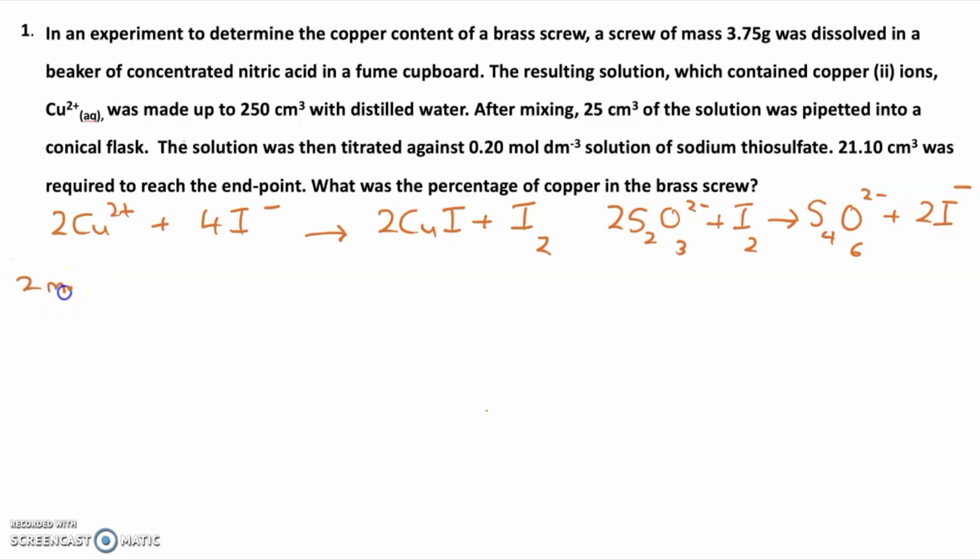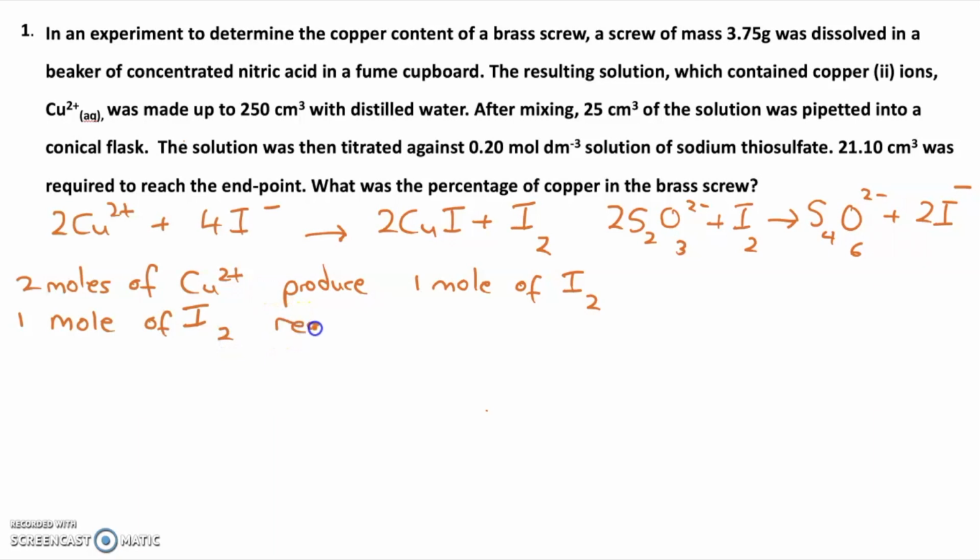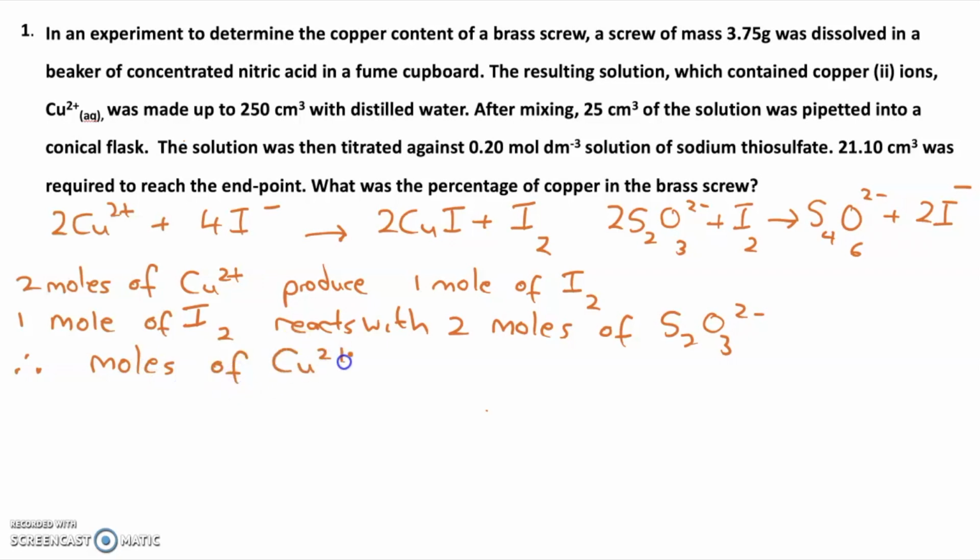Now from these equations you can see that 2 moles of Cu2+ ions will produce 1 mole of iodine. So there's a 2-to-1 ratio here. And the iodine that's formed in this reaction of Cu2+ and iodide ions will react with thiosulfate in a titration in a 1-to-2 ratio. So 1 mole of iodine, I2, will react with 2 moles of thiosulfate, S2O3 2-. Now this means that the moles of Cu2+ ions is equal to the moles of thiosulfate.